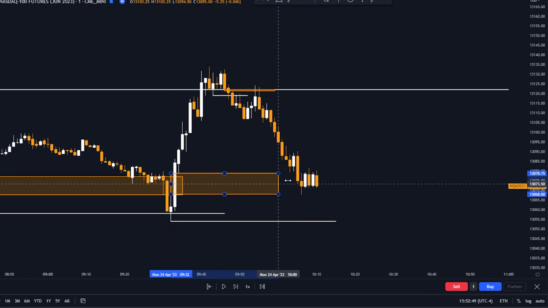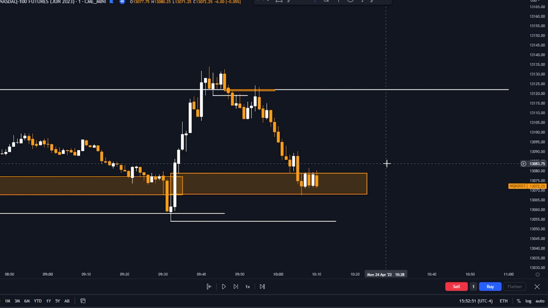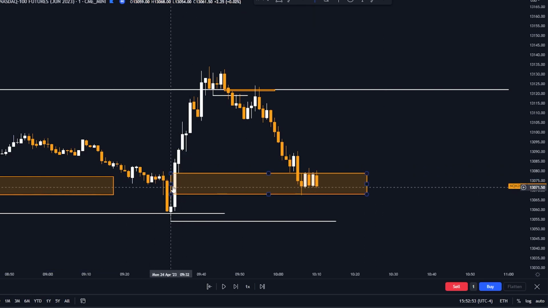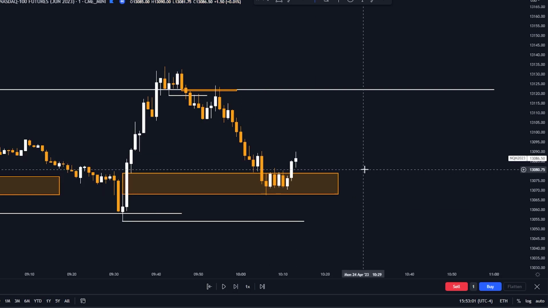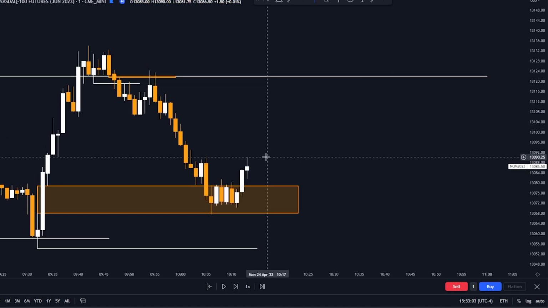And now, those of you that don't understand liquidity, you would probably enter on this fair value gap right here. You would probably target something like whatever. I have no idea what you would target even, because if you don't know about liquidity, you basically don't even know what to target. And just targeting 10 handles, 5 handles is not enough. You need to know the exact target on the price level.